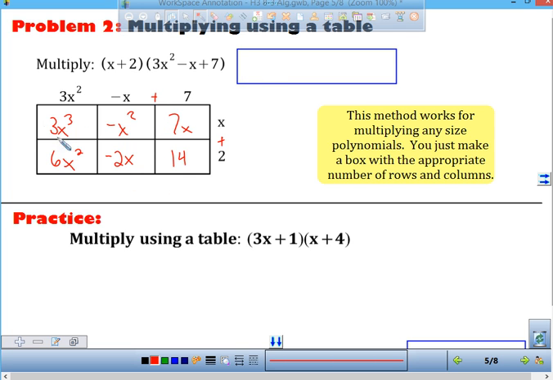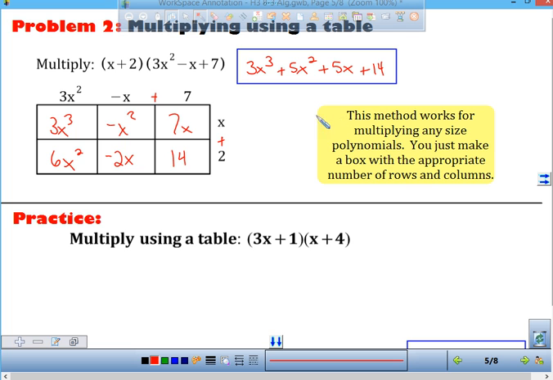So 3x cubed, it's my only cube. Again, I'm going to write in standard form, so highest exponent to lowest exponent. So 3x cubed. Then I combine my x squared, so 6x squared and negative x squared gives me 5x squared. Combine the x's, so 7x and negative 2x is 5x. And then my only constant is 14.